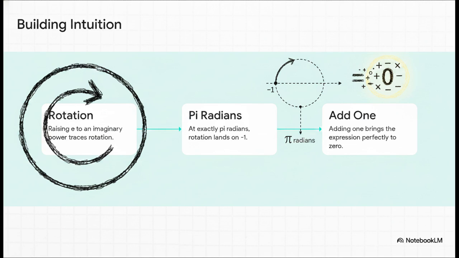Pretty cool, right? Then step 2, we need a distance for that rotation. And boom, that is where pi comes in. When that rotation travels exactly pi radians, which if you remember is exactly halfway around a circle, it lands precisely on the value of -1. Finally, step 3, we just apply some basic arithmetic. You're sitting there at -1, you add the number 1 to it, and it neutralizes. It brings the entire expression perfectly back to 0. It's literally a journey through the complex plane that neatly resolves into pure nothingness.